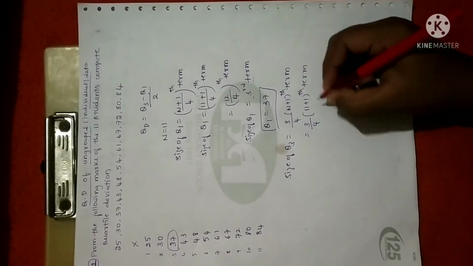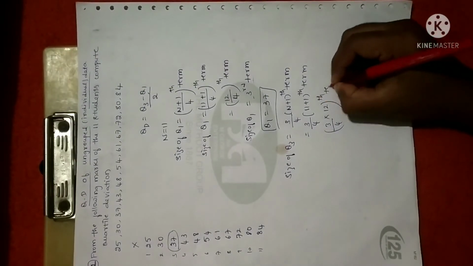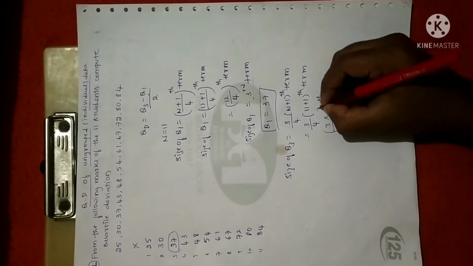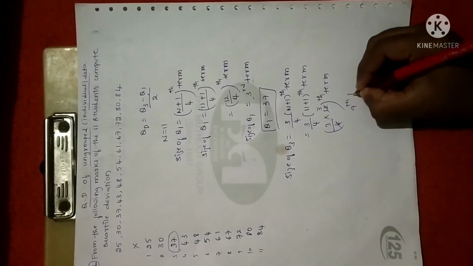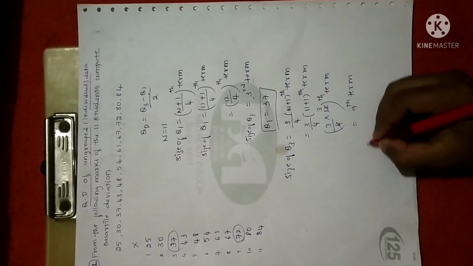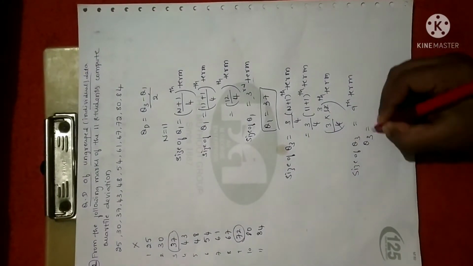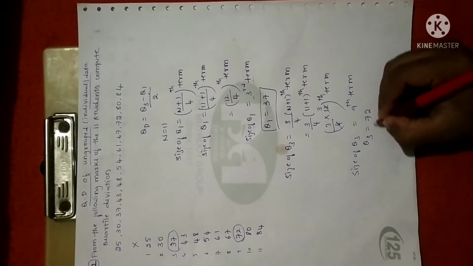In the sense, 11 plus 1 is 12, 12 into 3 by 4th term. Fine, so let me simplify. 4 ones are 4, 3 3s are 9. So it is the 9th term. Which is the 9th term here? It is clearly 72. Therefore, the size of Q3 is the 9th term. So Q3 is 72.